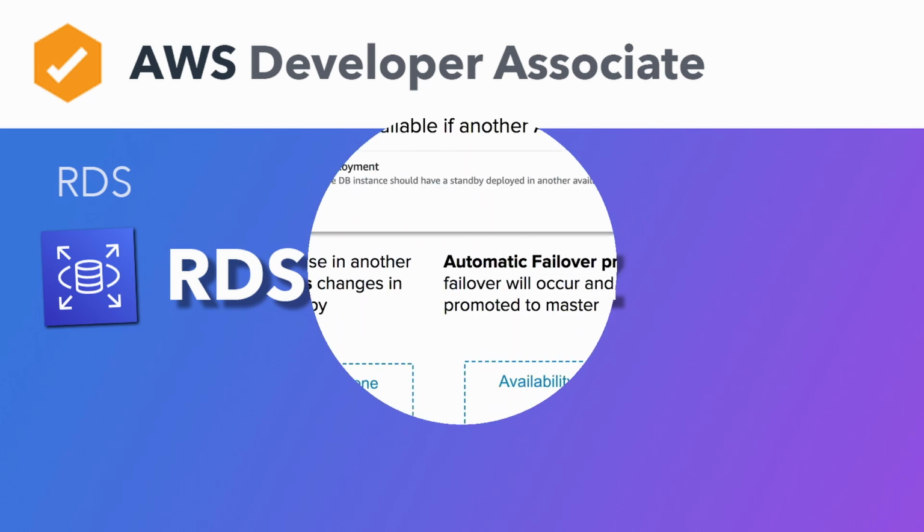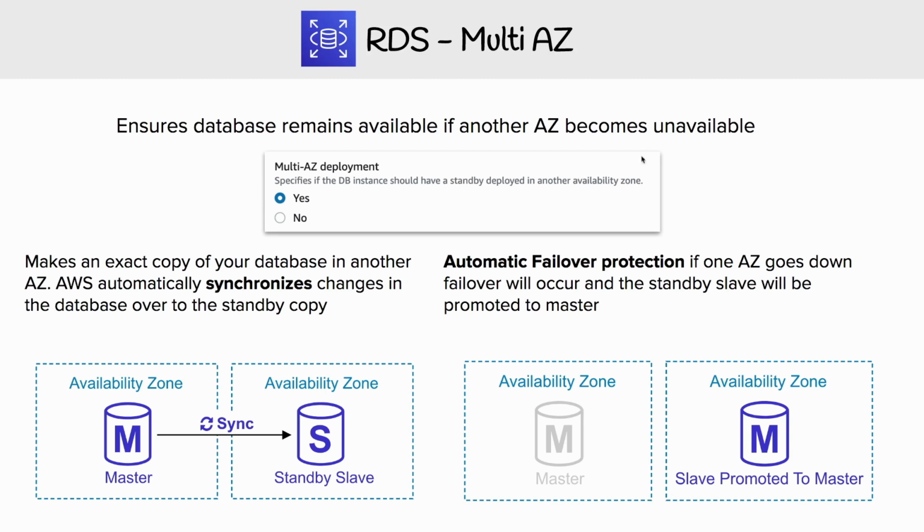So we're going to be looking at multi-AZ deployment, and this ensures your database remains available if another AZ becomes unavailable. So what it's going to do, it's going to make an exact copy of your database in another availability zone, and AWS is automatically going to synchronize those changes from the primary database, the master database, over to the standby database, okay? So the thing about the standby is that it is a slave database. It is not receiving any real-time traffic. It is just there as a backup to take the place of the master database in the case that the AZ goes down.